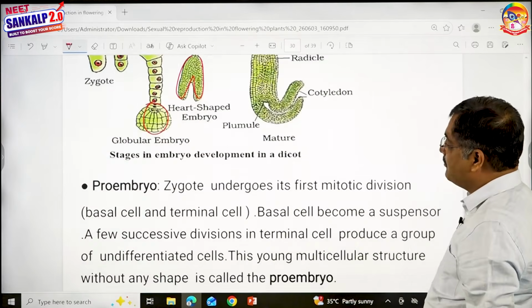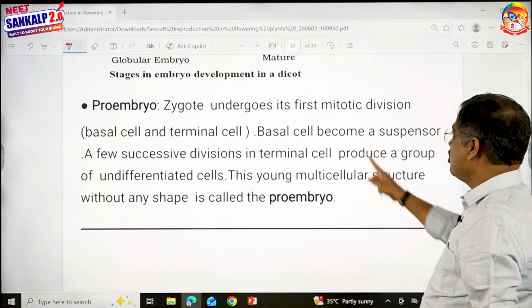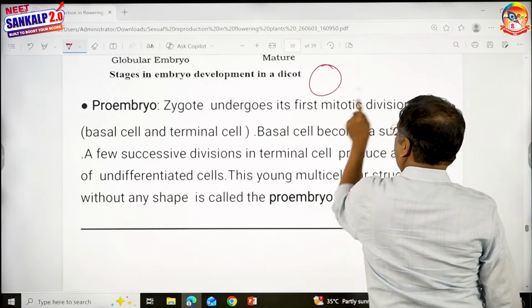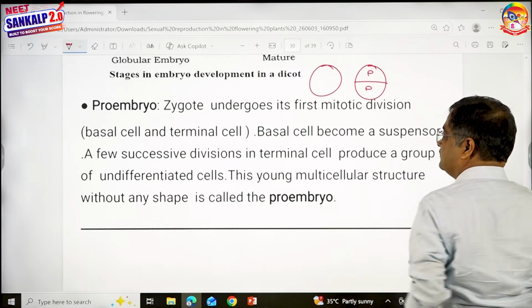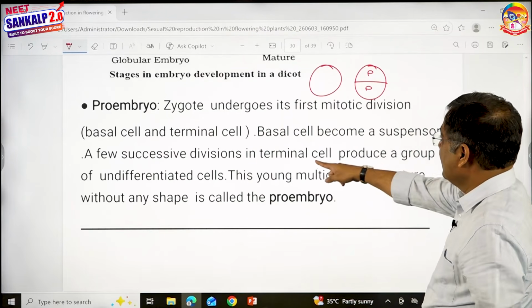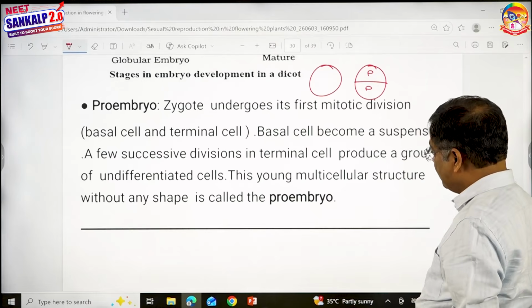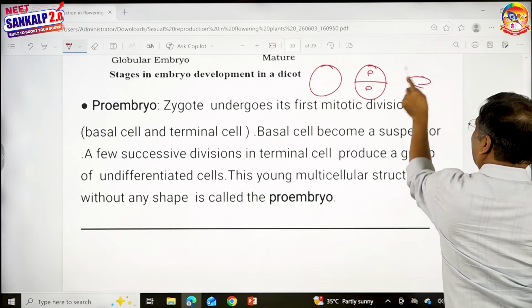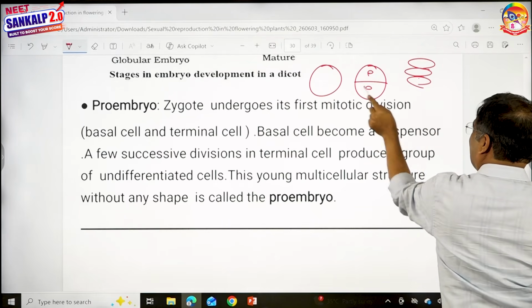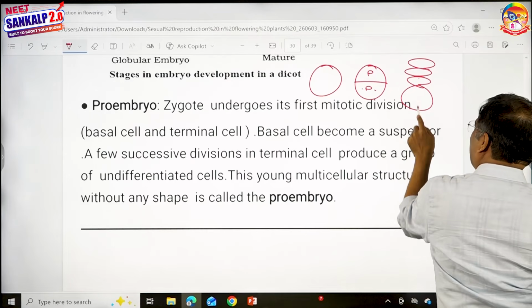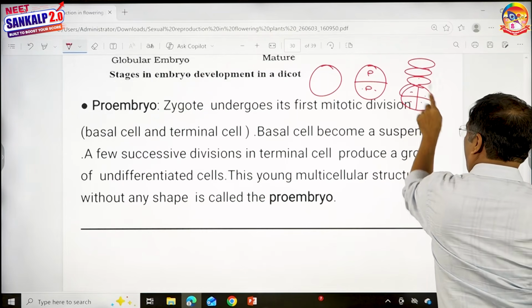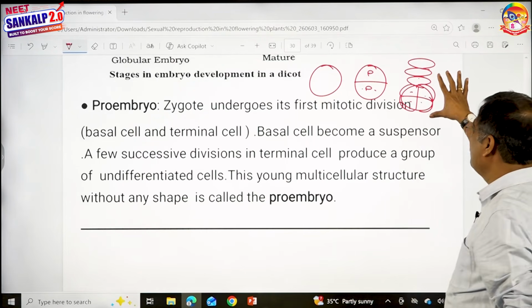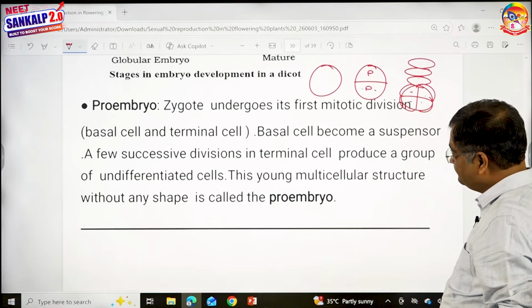So what is the meaning of proembryo I have written? Zygote undergoes its first mitotic division. It produces 2 cells, children, like this. All right. Then the basal cell becomes suspensor. One of the cells becomes suspensor. Look here, this cell. And this cell is going to undergo many mitotic divisions like this. All right. And this is said to be what is called the development of embryo.